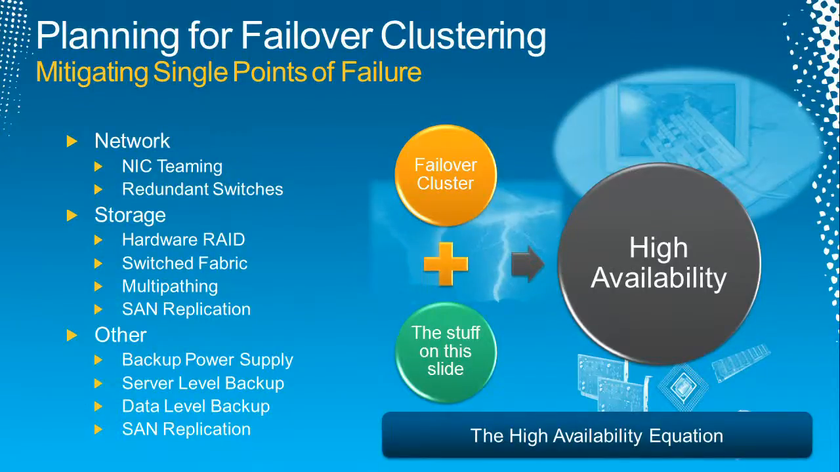Some other things: backup power supplies, server level backups, data level backups, SAN replication. This is where we get into some of the more expensive hardware, where we actually have another SAN somewhere else and we're replicating the entire SAN from one site to another. Again, these are all things that, in addition to clustering, you have to take into consideration and piece together as your high availability solution. And if you do it right and take all this into consideration, the five nines is not unattainable.